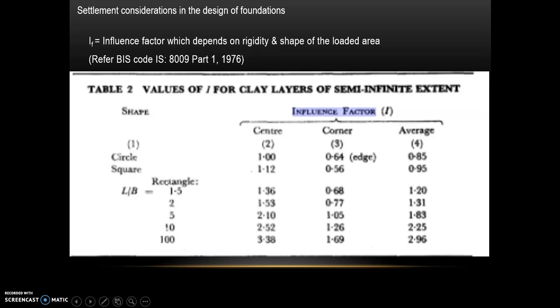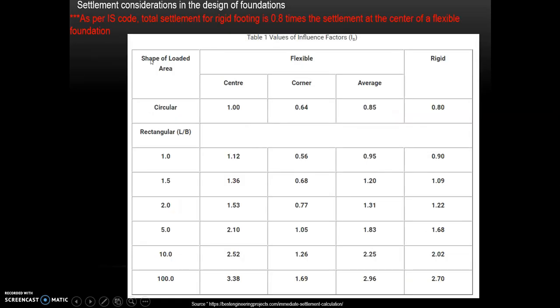And if it is a rectangular footing, we need to find out the L by B ratio. If L by B is 1.5, then we need to take the value of IF as 1.36 for center and 0.68 for corner. And for the rest of the values of L by B, here we can see the values of IF for center and corner. So these values of IF were mentioned for flexible footing.